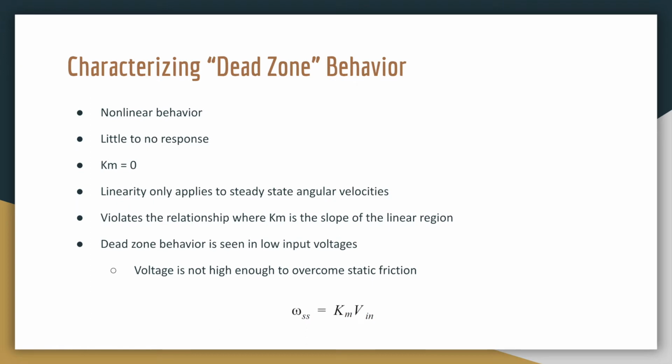To characterize dead zones, this is essentially nonlinear behavior. When the system is running very slowly, there appears to be little to no response. This can be attributed to the lack of voltage to overcome the static friction to turn the flywheel. The Km value can be used to evaluate this behavior, since Km is the slope of the omega versus input voltage. When this Km value is not consistent, that linear relationship is violated between omega and input voltage.